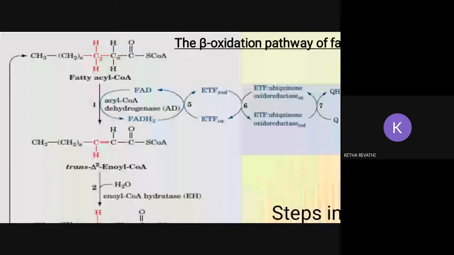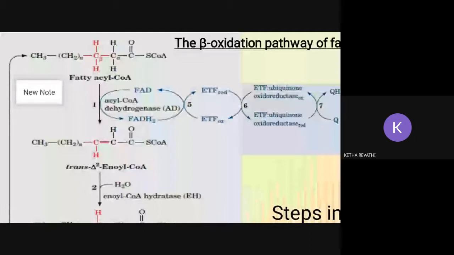So what happened in the first step? Fatty acyl CoA undergoes oxidation to form trans delta 2 enoyl CoA. At the same time FAD is reduced into FADH2. So the beta carbon atom has two hydrogens, these two hydrogens are attached to FAD, then FAD is converted into FADH2. And fatty acyl CoA gives trans delta 2 enoyl CoA. Trans means what? Delta 2 means what? Delta indicates a double bond.